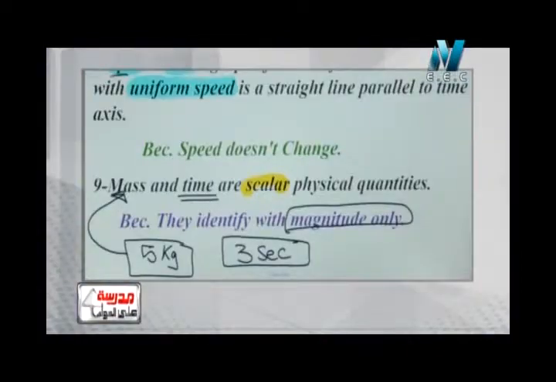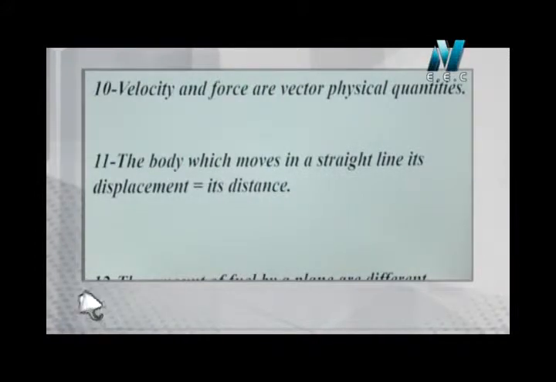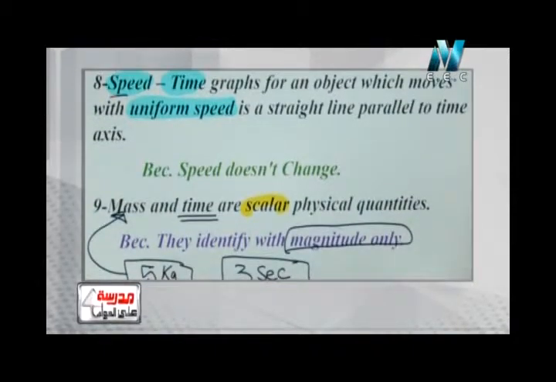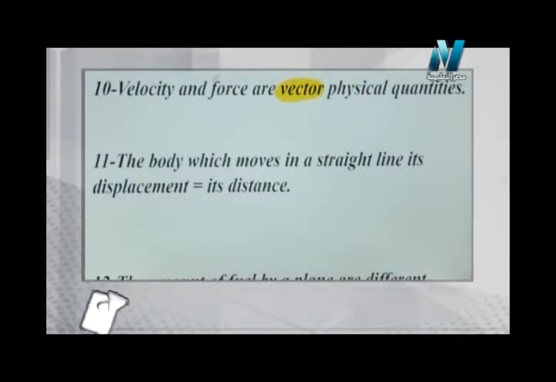Okay. Next question, dear students. Number 10. As a give reason. احنا لسه في give reason. Velocity and force are vector physical quantities. هناك في number 9 قلنا scalar physical quantities. Definition, they identify by magnitude only. Here we should answer velocity and force are vector physical quantities.